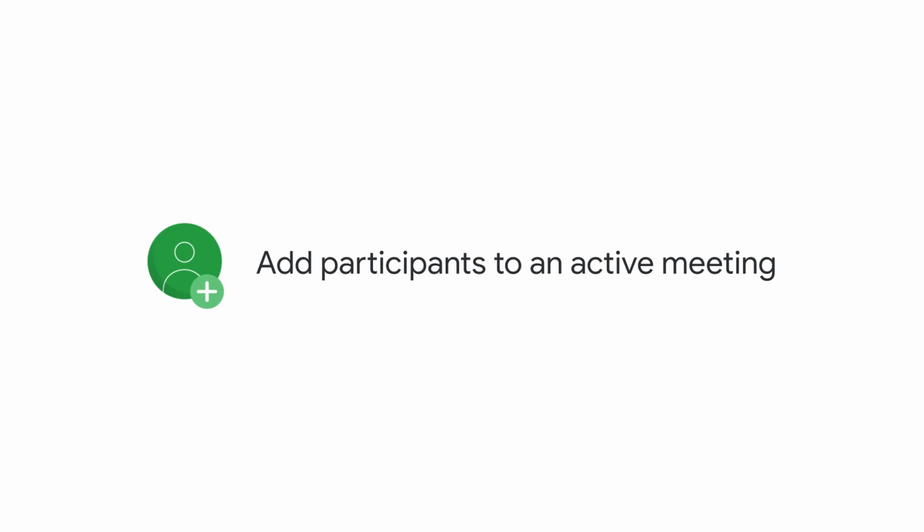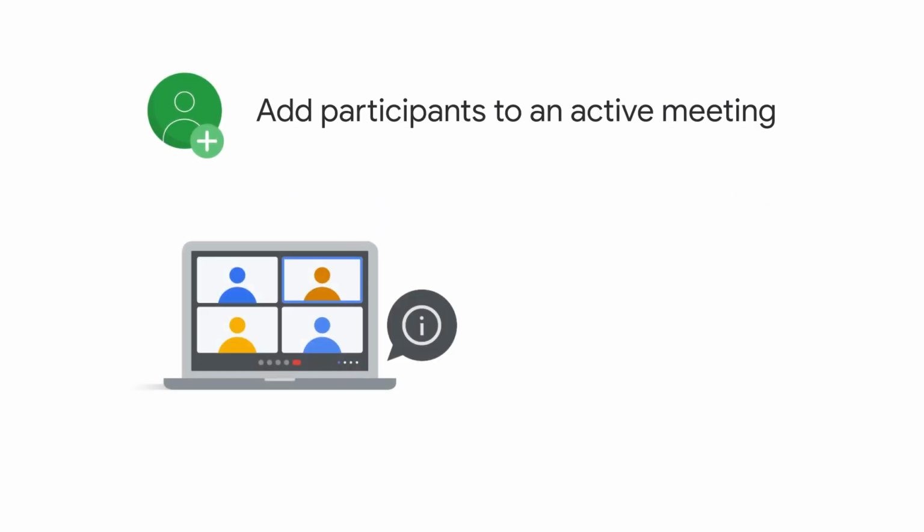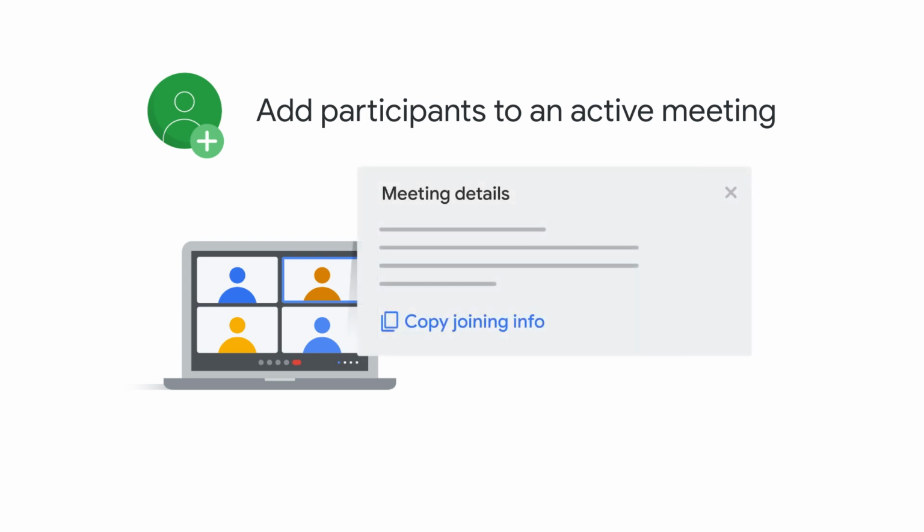Now, what if you want to add a person to your Google Meet video conference while it's in progress? There are two ways to do this. The first is by sharing your Google Meet joining information. Click the Meeting Details button, then click Copy Joining Info and paste it into an email or chat to the person you want to join you in the Google Meet video meeting.